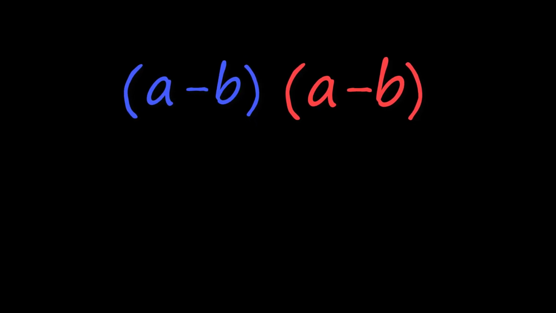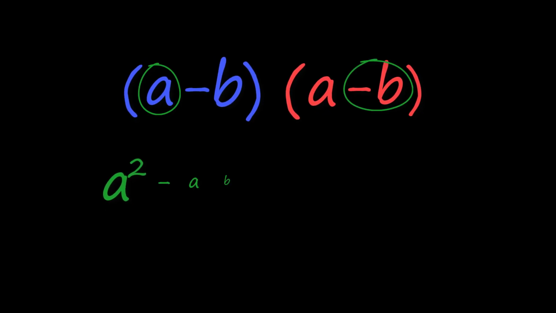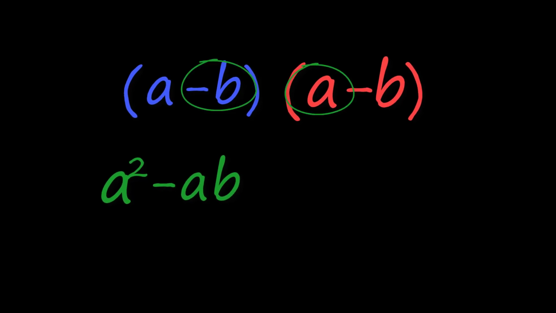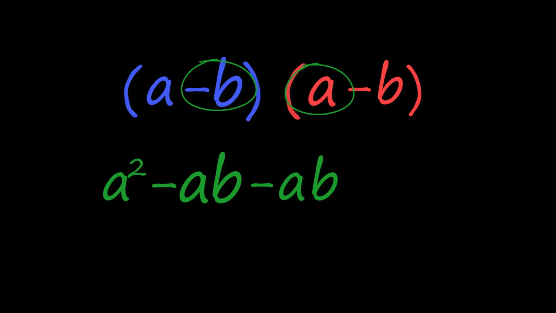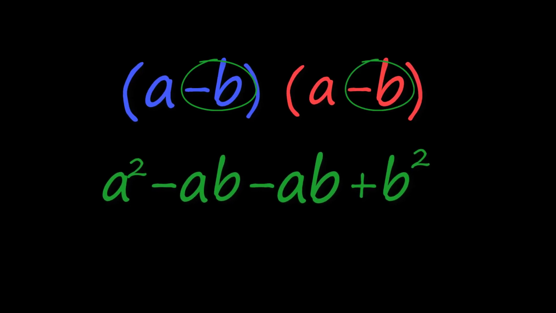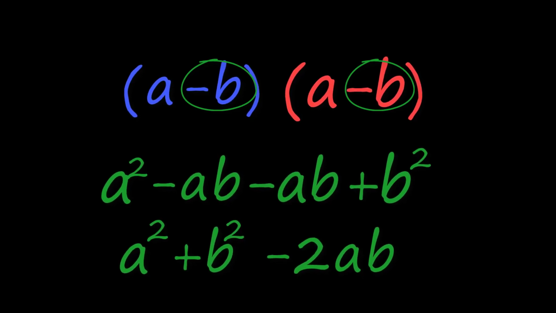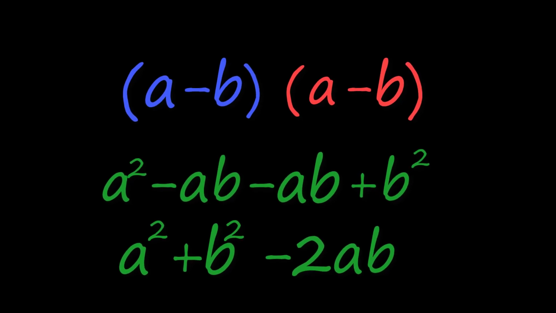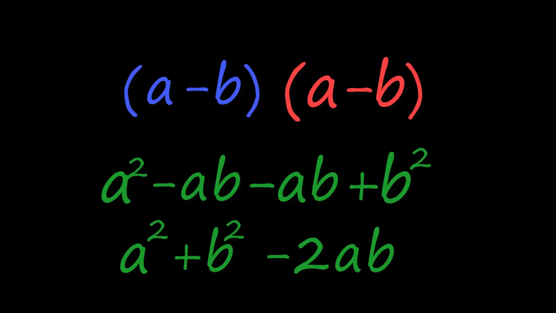(a - b)² is (a - b)(a - b). a times a is a². a times negative b is negative ab. Negative b times a is negative ab again. And negative b times negative b is positive b². When you simplify that, you get a² + b² - 2ab. This is another very important property to remember because, again, many people get this incorrect.